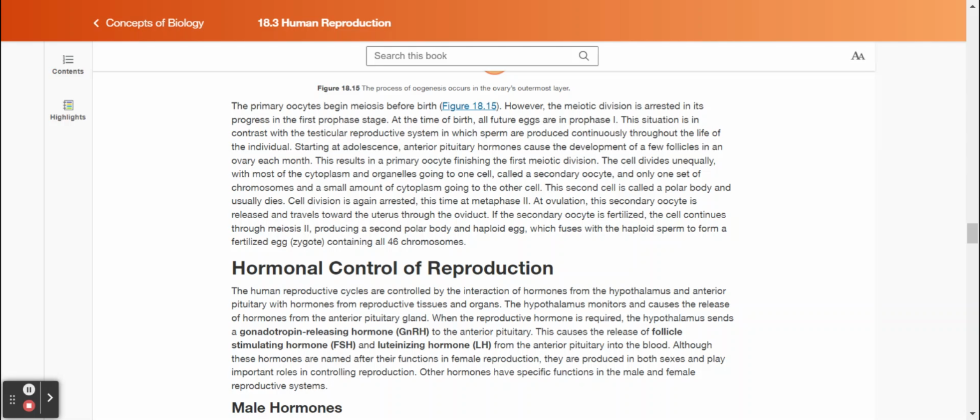At ovulation, this secondary oocyte is released and travels toward the uterus through the oviduct. If the secondary oocyte is fertilized, the cell continues through meiosis 2, producing a second polar body and haploid egg, which fuses with the haploid sperm to form a fertilized egg, a zygote, containing all 46 chromosomes.